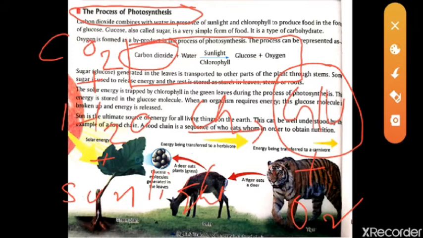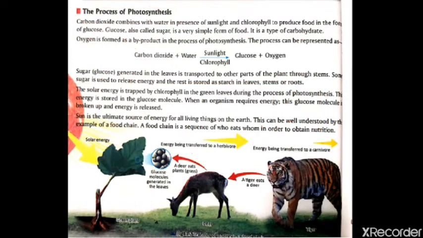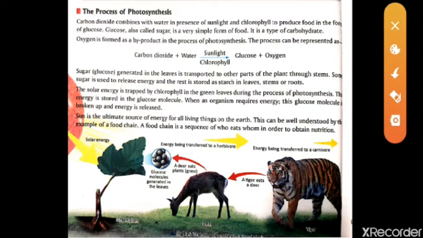So let's see what is written in the book. First thing here, the carbon dioxide combines with water in presence of sunlight and chlorophyll to produce food in the form of glucose. Glucose is called sugar. It is a very simple form of food. It is a type of carbohydrate.